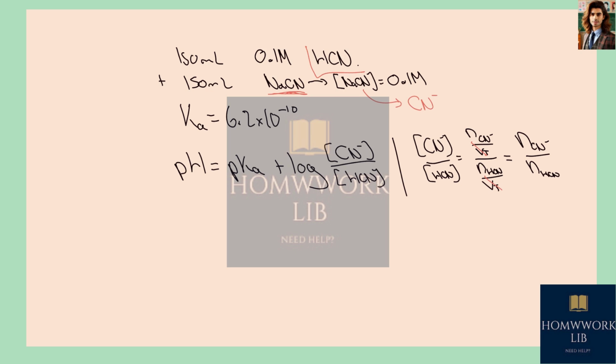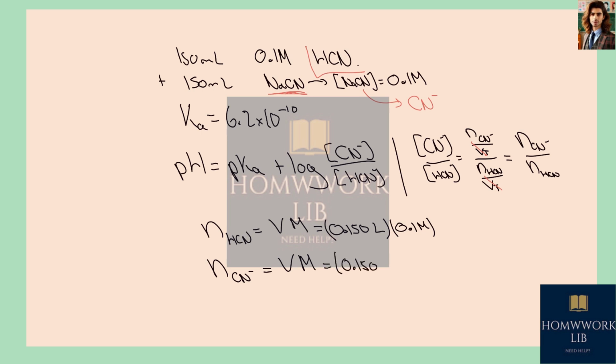So the amount of moles of HCN that I'm going to have in solution is equal to the volume in liters times the molarity of my solution. This would be 0.150 liters, because we have 150 milliliters, times the molarity, that is 0.1 molar. And in the case of the amount of moles of CN minus, same thing: it would be the volume times the molarity. The volume is still 0.150 liters. And in this case, I am assuming that the concentration is the same.